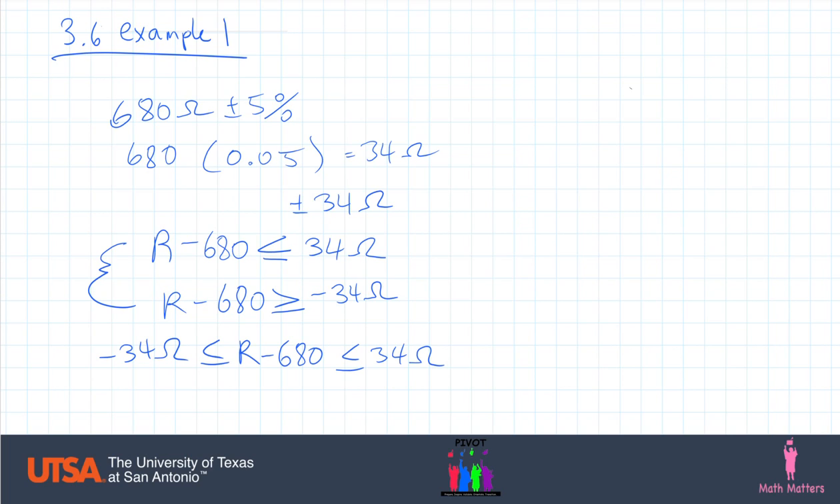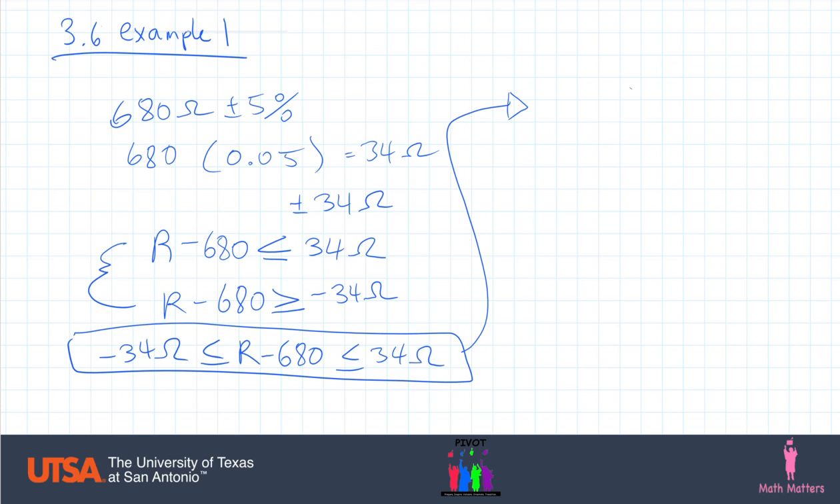Now, is there a simpler way to write this? Well, we are doing absolute value, so yes, there is. The way we do that is eliminate this side of the equation and put absolute value bars around this. That way, even if our answer is negative, the absolute value will take care of it and make it positive. So our final answer should be the absolute value of R minus 680 is less than or equal to 34 ohms.